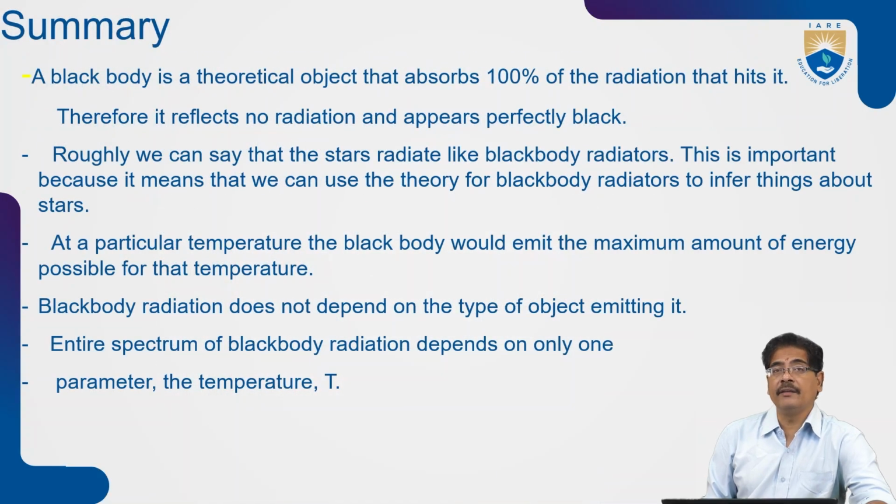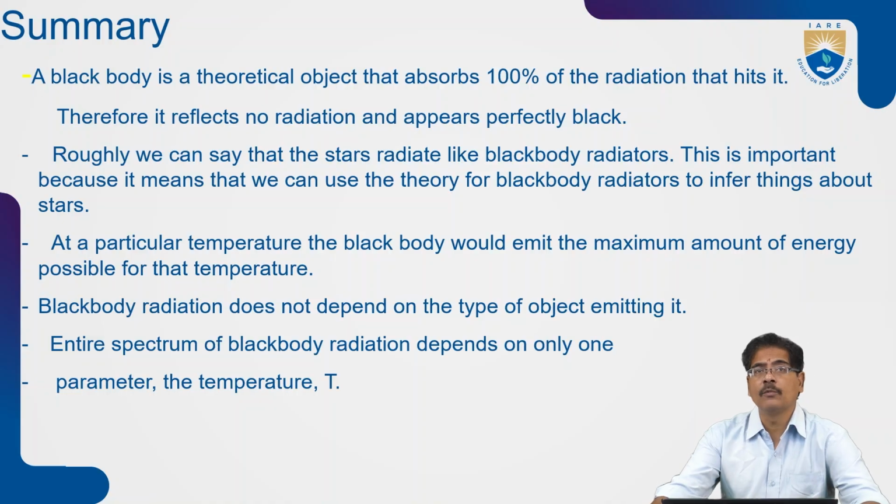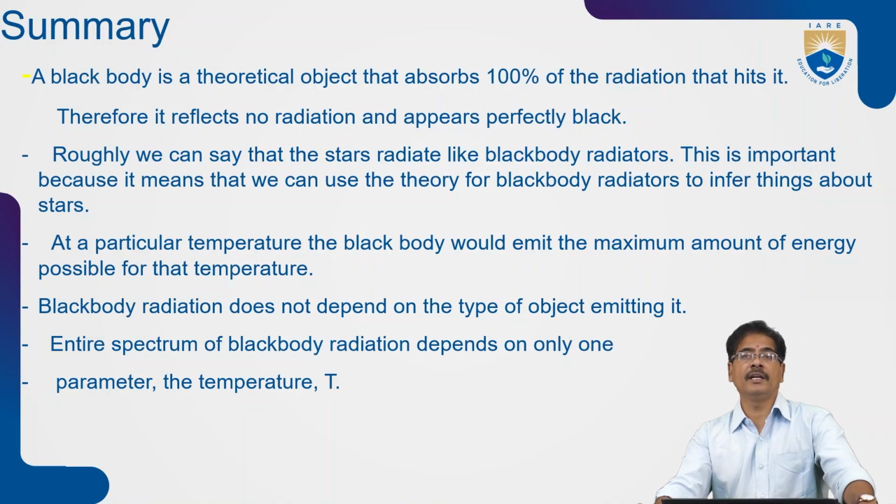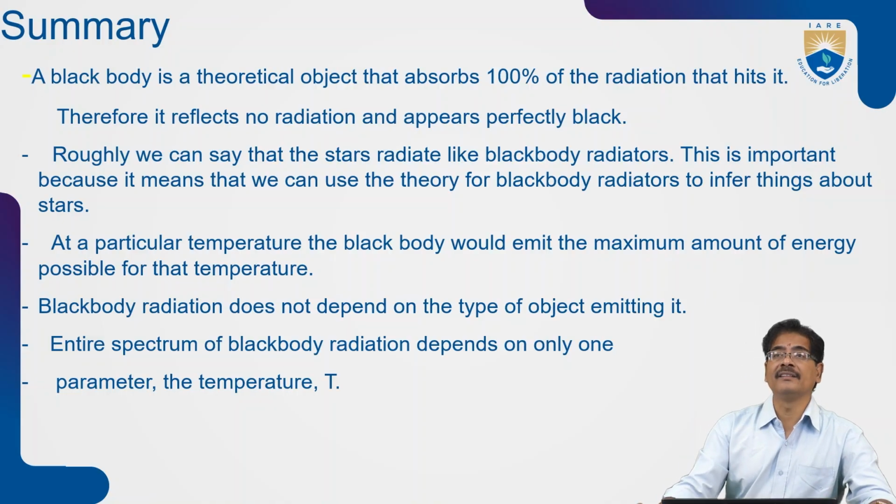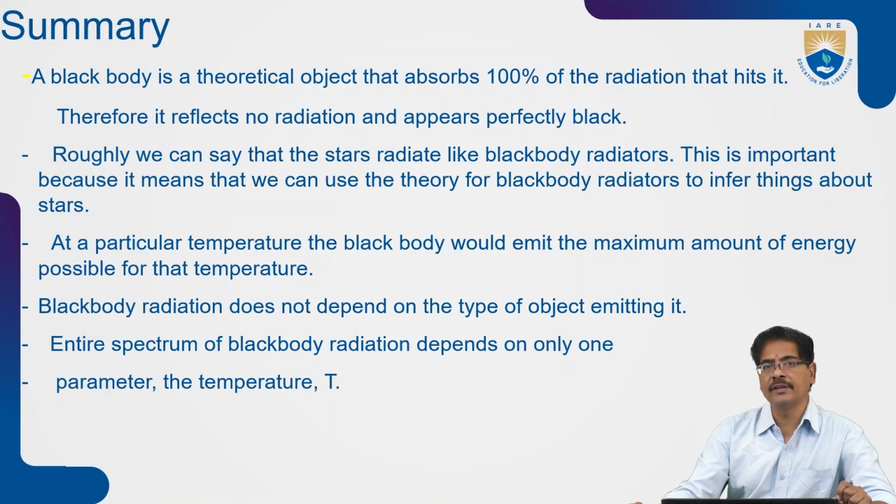Finally, we can come to some conclusions. A black body is a theoretical object that absorbs 100% of the radiation that hits it. Therefore, it reflects no radiation and appears perfectly black. Roughly, we can say that stars radiate like blackbody radiators. This is important because it means we can use the theory of blackbody radiators to infer things about stars. At a particular temperature, the blackbody would emit the maximum amount of energy possible for that temperature.